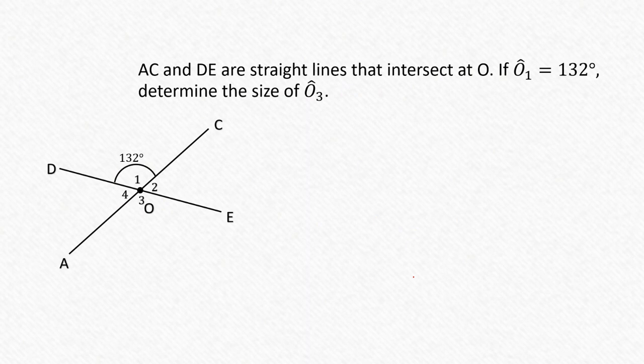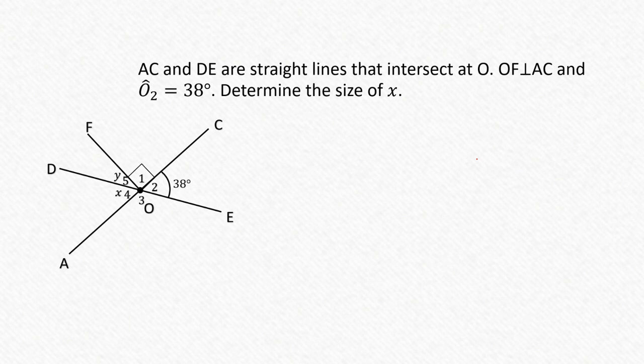AC and DE are straight lines that intersect at O. If angle O1 is 132 degrees, determine the size of angle O3. What is angle O3 there? Angle O1 and angle O3 are vertically opposite, so these two angles are equal. Remember, you always write your statement and the reason. Don't forget that.